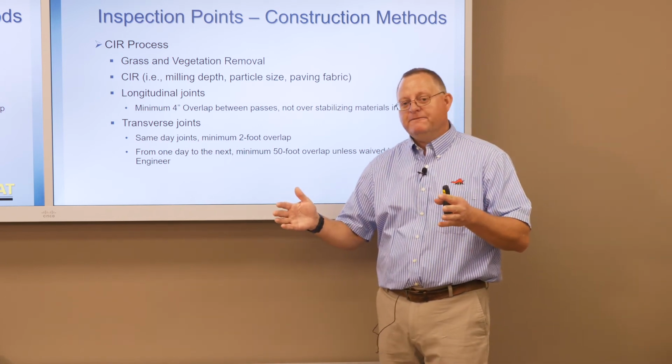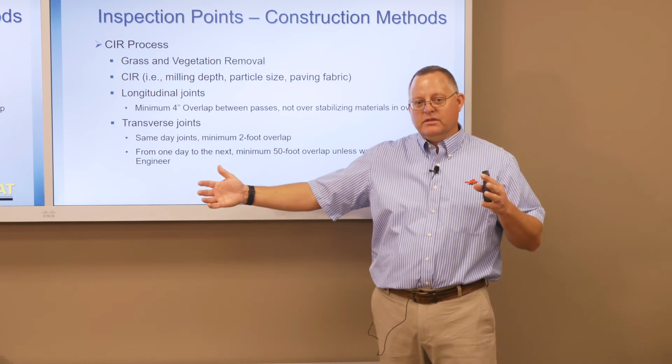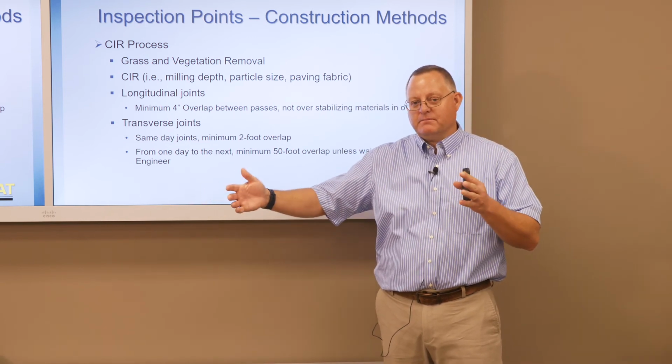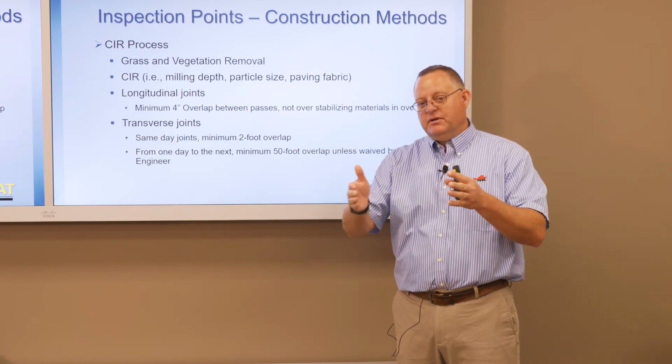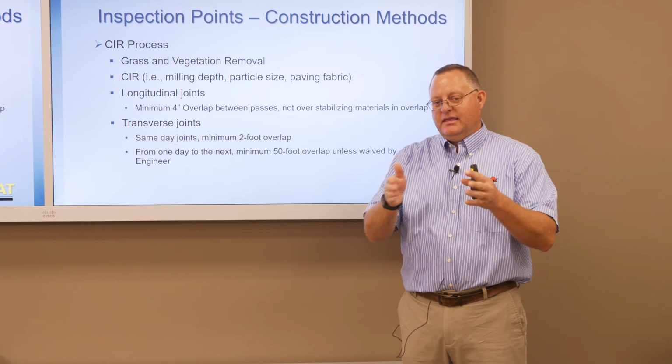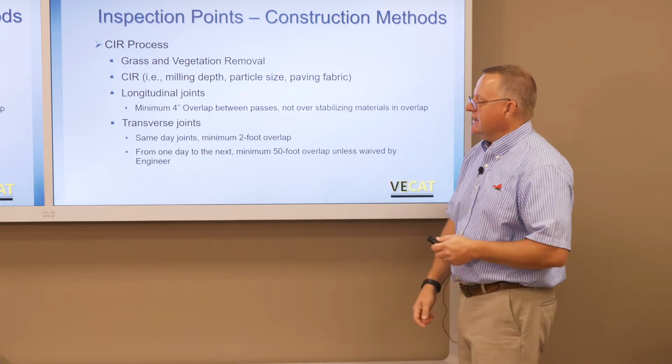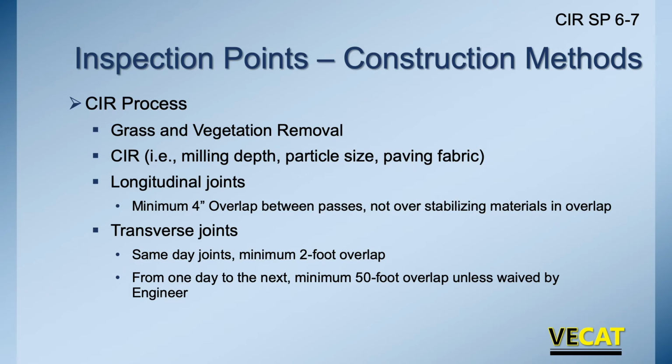So if we had a 1 foot overlap because of the width of the milling drum on the cold in place, that 1 foot doesn't get treated twice. So we may treat it the first time through, and then the next pass adjacent to it, that 1 foot, we're not adding more stabilizing agent. With transverse joints, and it's the same day, we back up 2 feet, start off again. Again, we're not trying to add a lot more material. From one day to the next, we're going about 50 feet and restabilizing, because we want to have a good transition from one day's production to the next.